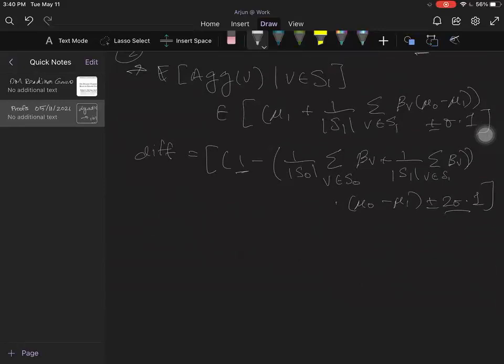And now we're very close to being able to bound this difference. In fact, all we really care about now is studying the range of this term alpha prime, which we're going to let stand in for 1 minus 1 over S0, sum over V in S0, plus 1 over S1, sum over V in S1.